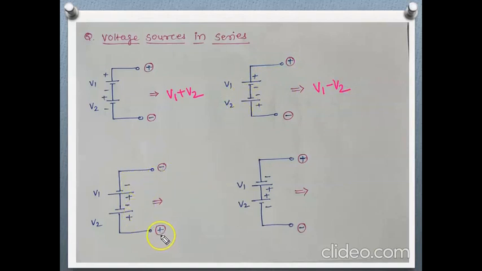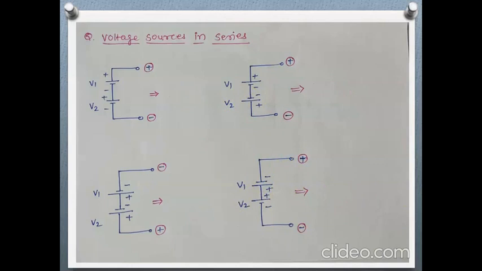Here this is negative, this is positive. Although they are connected as it is, so V1 plus V2. And here this is positive, this is negative, so it will be V2 minus V1. In this way, when the voltage sources are connected in series, we can find the total voltage.